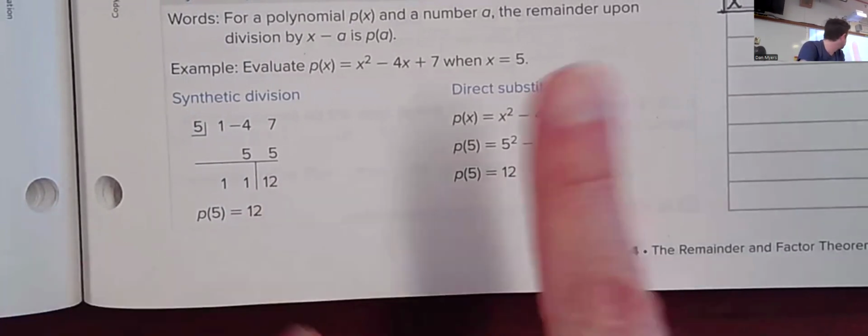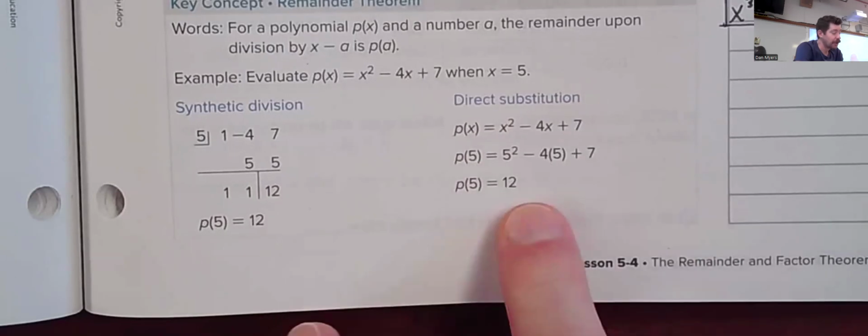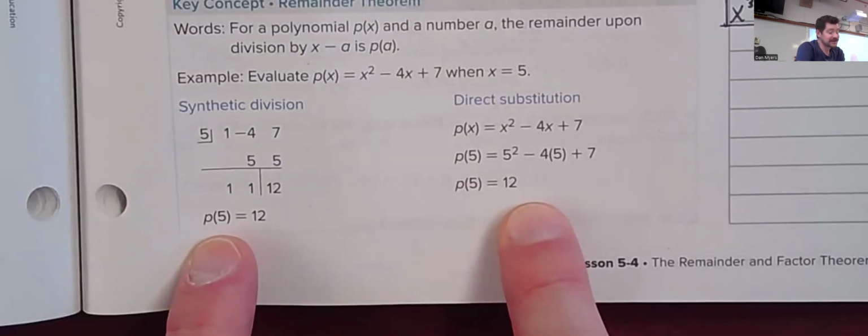So direct substitution is that first one: square it, multiply it, combine like terms, get your number. Or synthetic division, which I think is kind of cool. So you've got options now to figure out what you have on a graph.